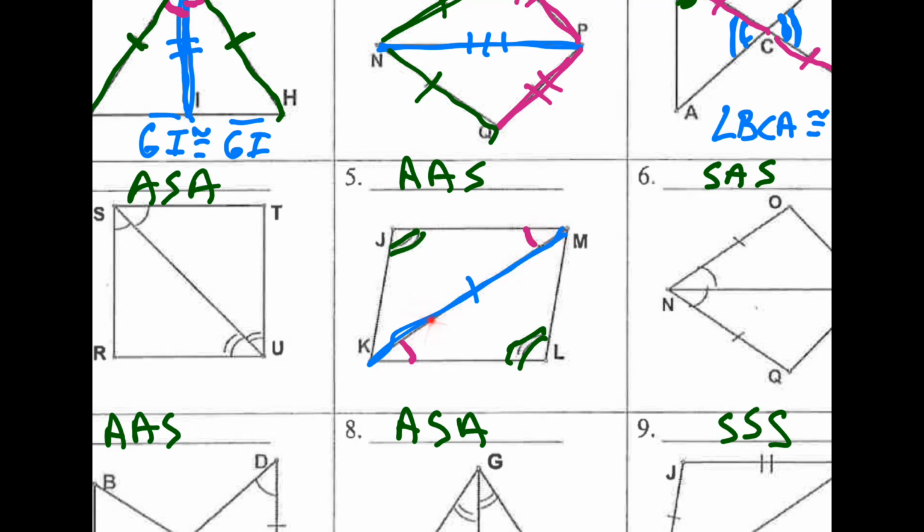Once again, notice the side only touches one of the angles. It doesn't touch the other angle, so therefore the S should only touch one of the A's, not the other A. So this is an example of angle, angle, side, whereas you saw up here in question number 3, we had angle, side, angle, because the side was in between the two.